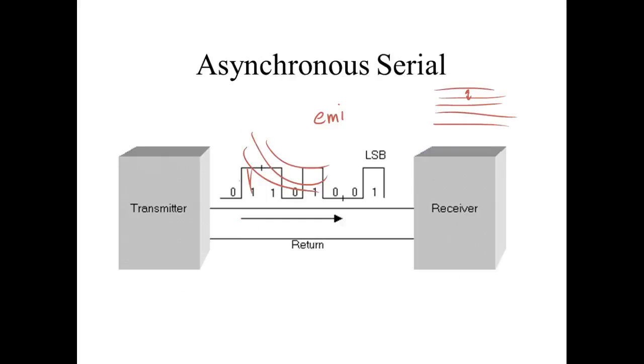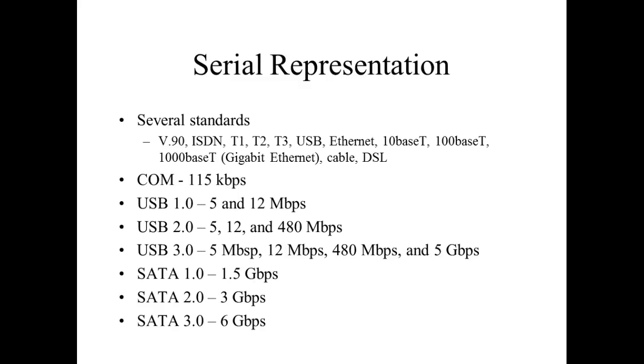So these are all our ports that use asynchronous serial. Most of them are serial. The old COM ports, all your USB standards. But we're now on version USB 3.0, which can get us up to 5 gigabits per second.